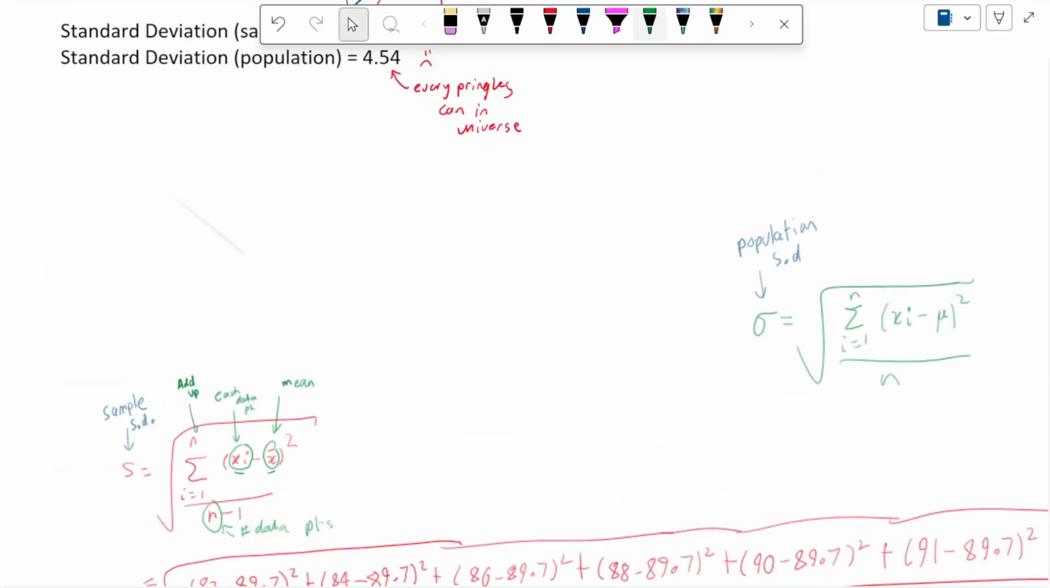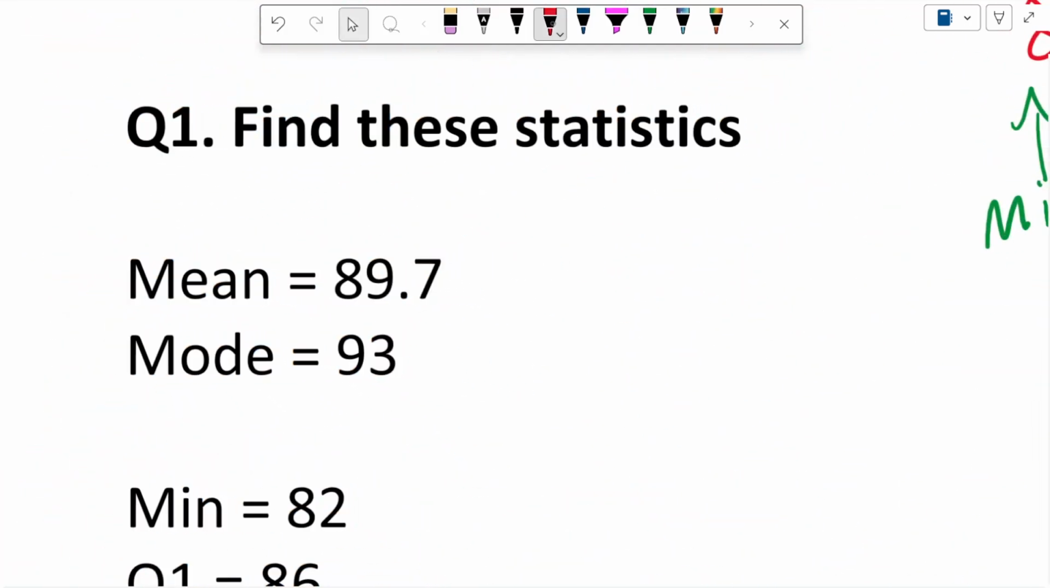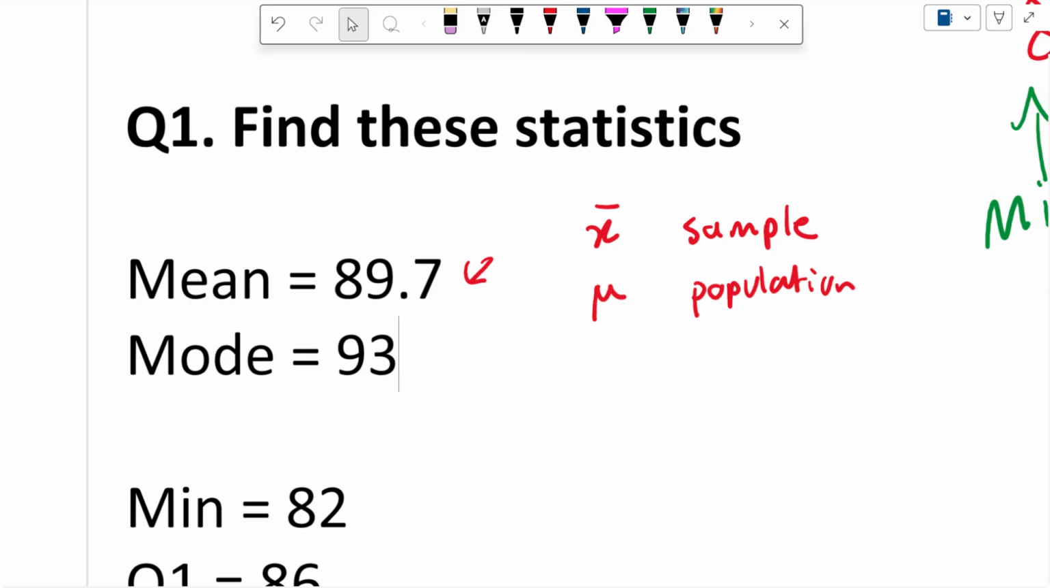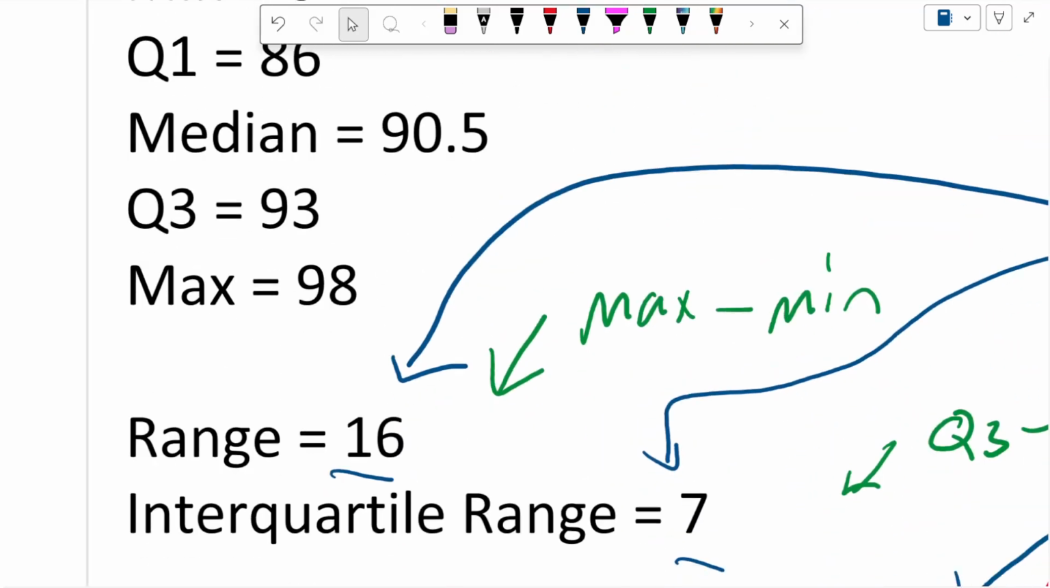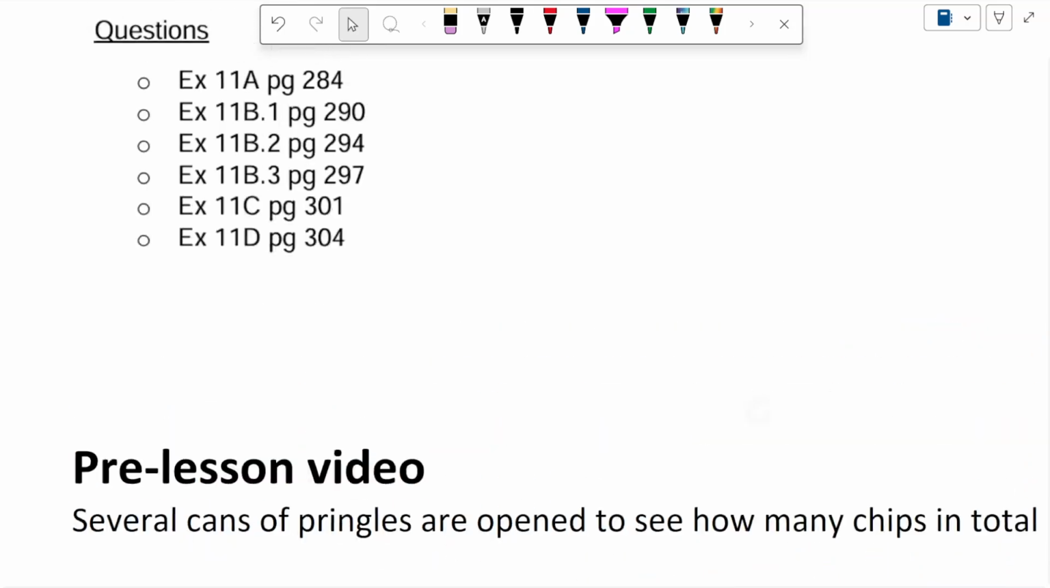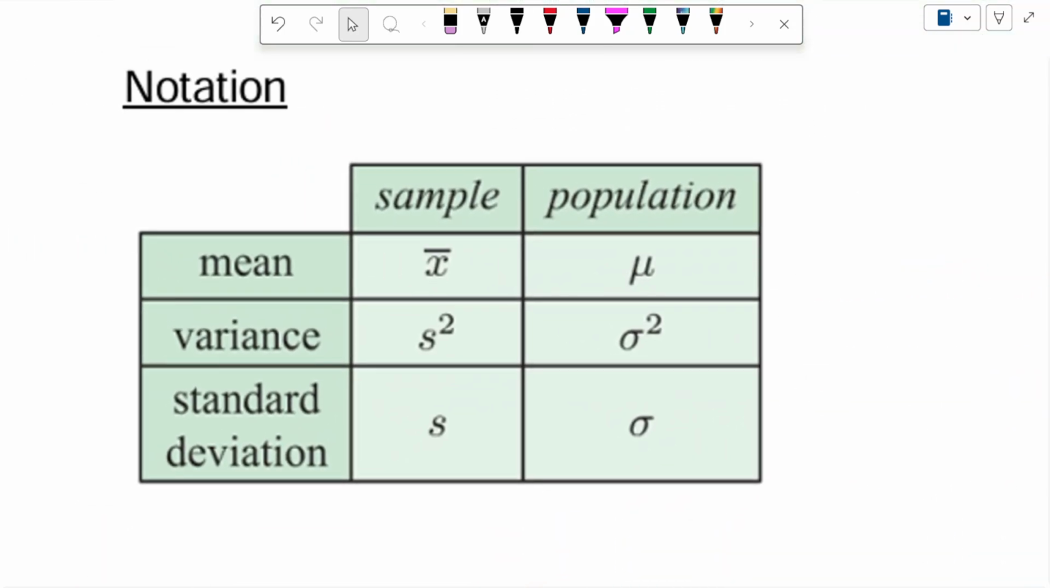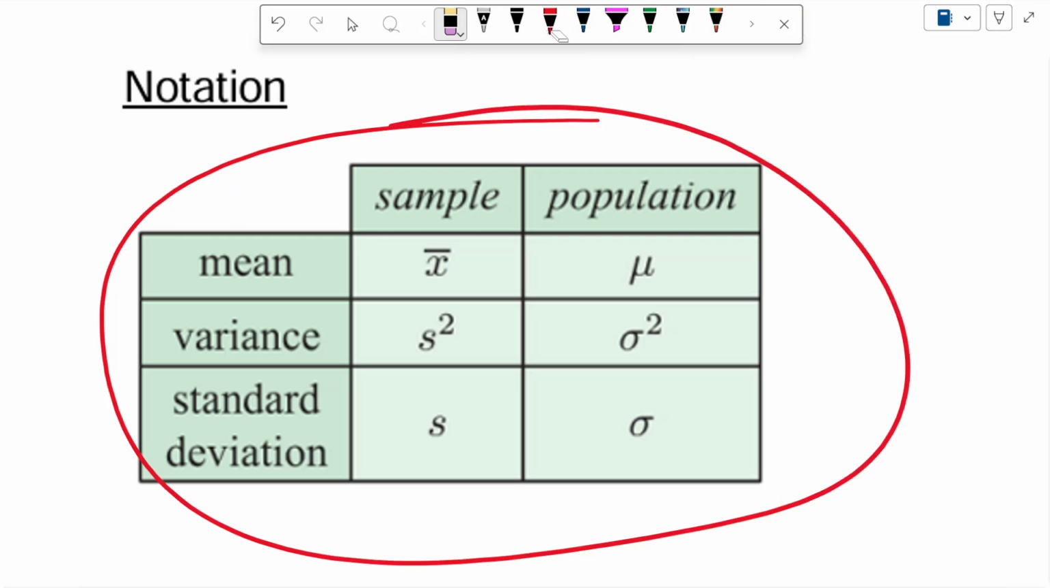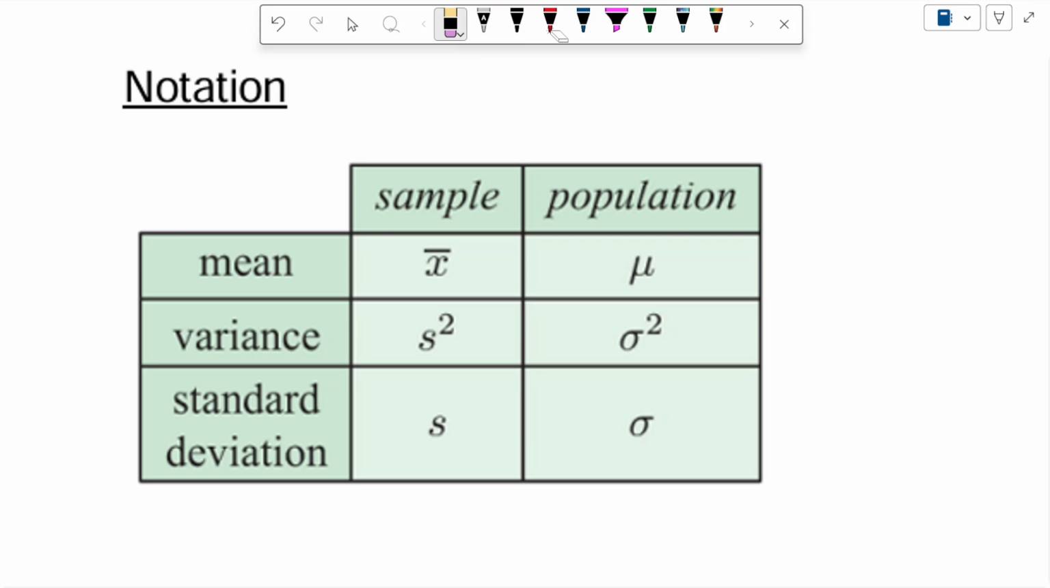That's the only difference. One thing I should mention is this mean here, x bar, is the sample mean. And if you see the symbol mu, it's the population mean. So if we had every Pringles can ever, we'd be using the mu symbol. Since we only have a sample, we're using x bar. Similar for standard deviation: the sample standard deviation we just call s, and the population we call sigma. That's summarized in this table here, so keep that in mind for notation purposes. There's also something called the variance, which is just the standard deviation squared.